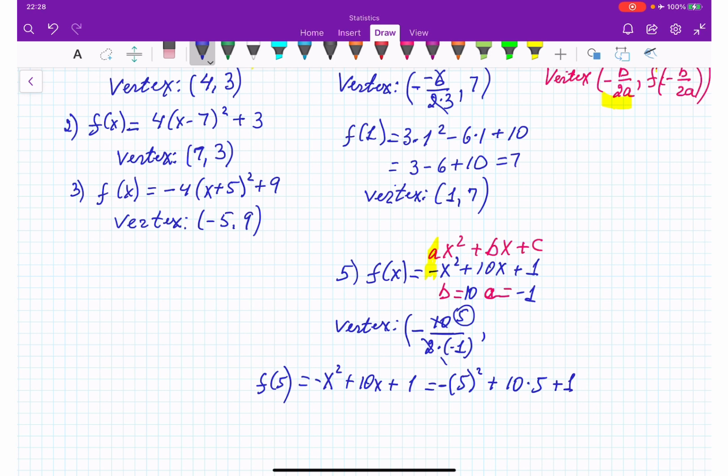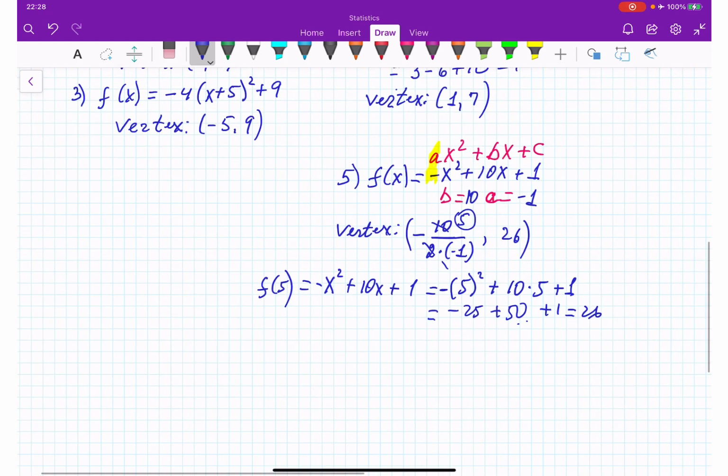So it's going to be negative 25 plus 50. Negative 25 plus 50 is 25, and then plus 1, it's going to be 26. So we are getting 26 here. To rewrite it clean, the vertex is going to be 5 and 26.